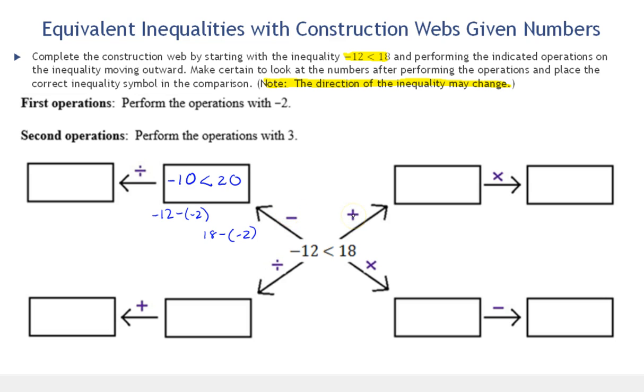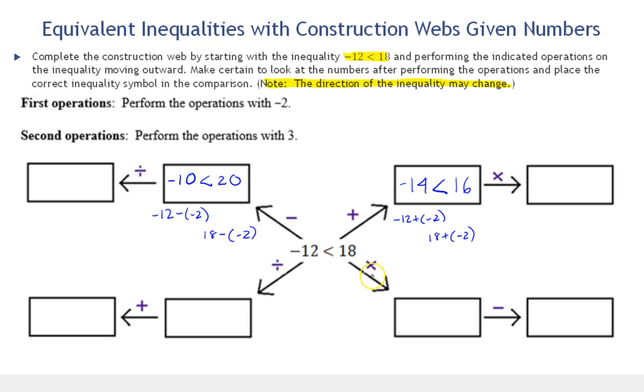Now let's do addition. We have -12 plus -2 on the left, and 18 plus -2 on the right. Well, this is -14 on the left and 16 on the right, and -14 is less than 16. So the inequality symbol stayed in the same direction.